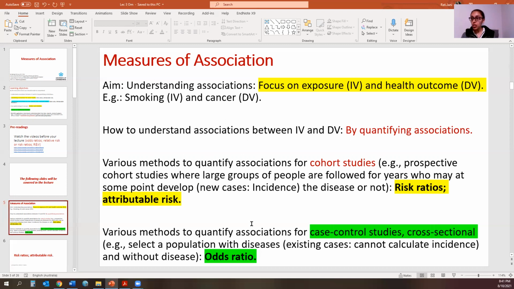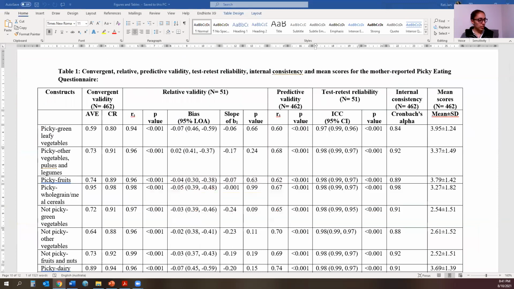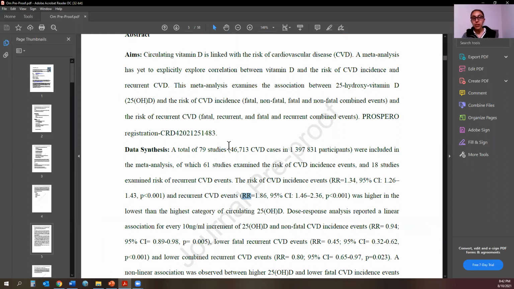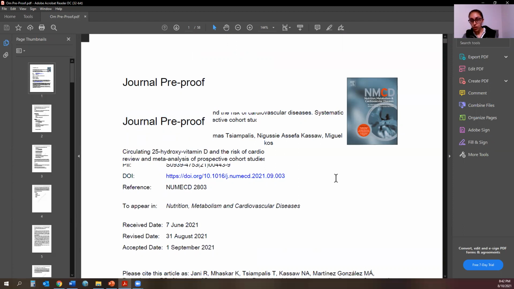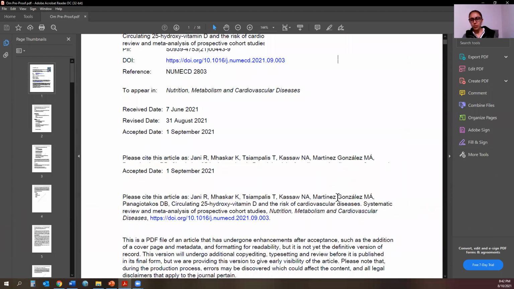Just to share that with you, let me share this. I'll minimize this, and I'm still sharing this screen, just to be sure that I'm sharing the right screen. So guys, if you see this paper, this is a meta-analysis which I published only last year. This systematic review and meta-analysis is on prospective cohort studies. So the title of the paper is this. It's a prospective cohort study.